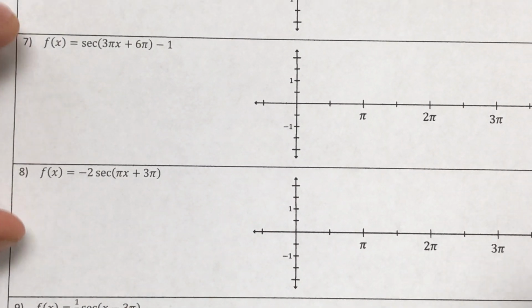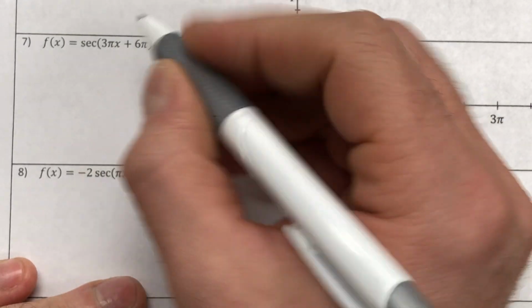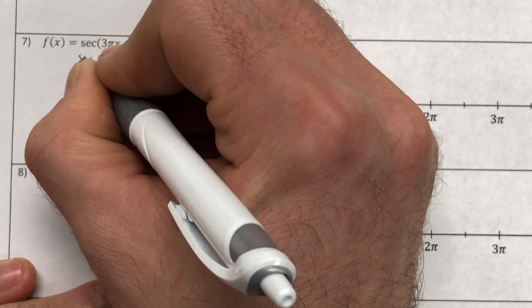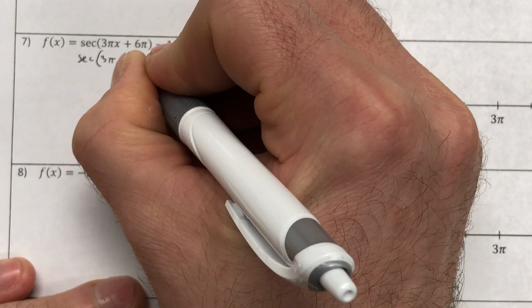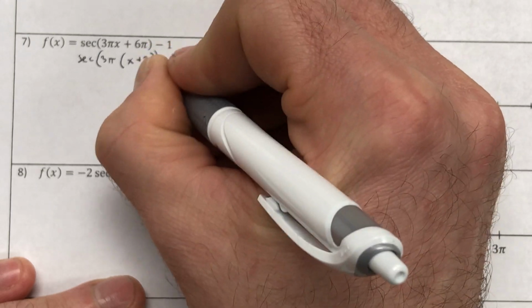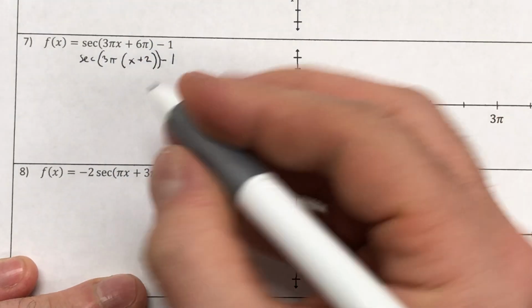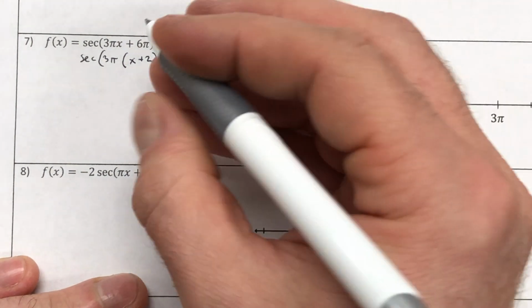So let's do number 7 super fast. What we're going to do is pull out that 3 pi. So if secant has a 3 pi and I have to factor that, that leaves me with x plus 2. Okay, if I have something like that, I don't think I'm going to enjoy graphing this.